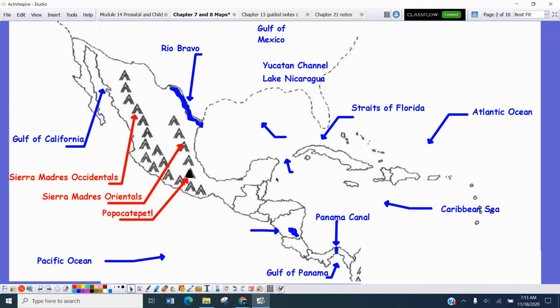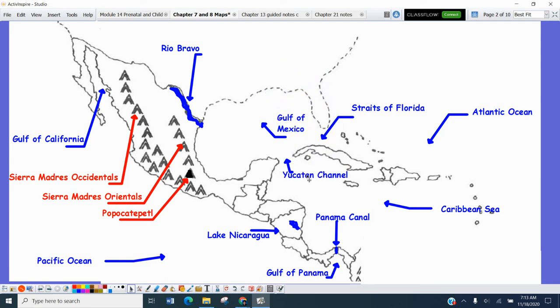All right. In the country of Nicaragua, we have Lake Nicaragua, which is right in here. And then we have our Gulf of Mexico, this whole body of water. And then finally, we have our Yucatan Channel. This separates the Yucatan Peninsula of Mexico from the western tip of Cuba.